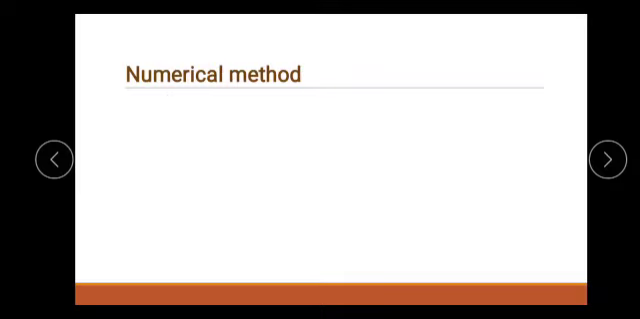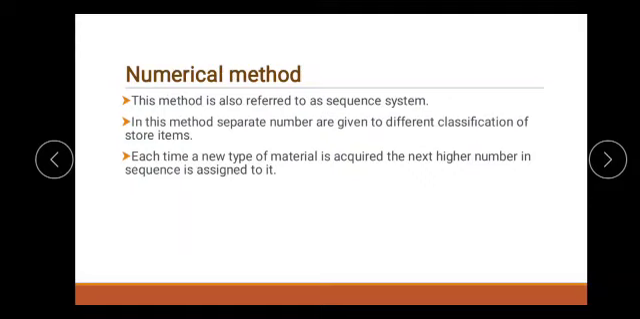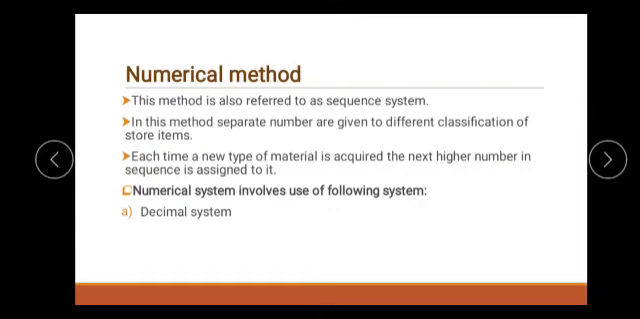Third, numerical method. This method is also referred to as the sequence system. In this method, separate numbers are given to different classifications of store items. Each time a new type of material is acquired, the next higher number in sequence is assigned to it. The numerical system involves use of the following systems: first, decimal system and second, block system.